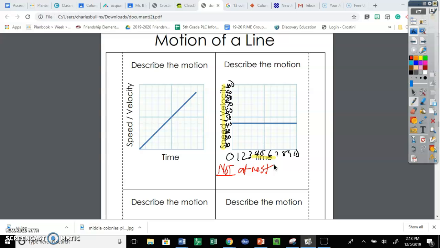Because if I start to graph out all of the data and put that into an XY table, at 1, it's 40. 2, it's 40. 3, it's 40. 4, it's 40. And 5, it's 40. And all the way across. Every time I look at this object, it's going 40 miles an hour.